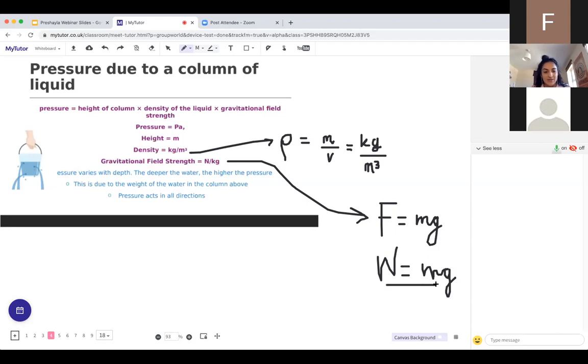So nobody weighs themselves in newtons, right? But we incorrectly say that we have a weight. So two very different things, and it's important that we differentiate between the two.